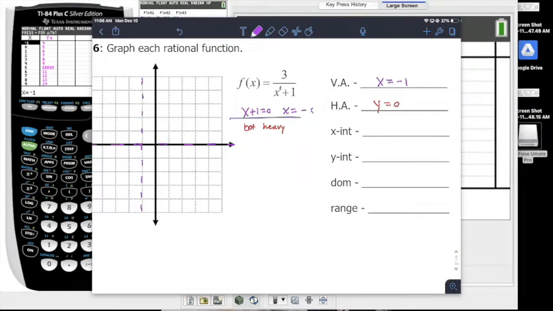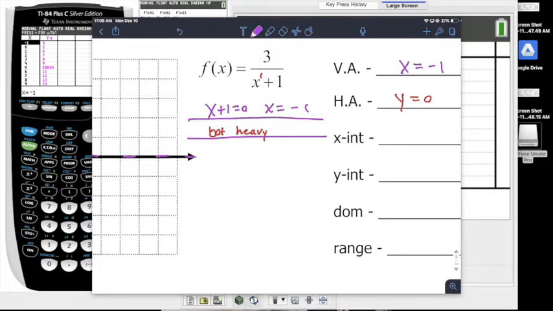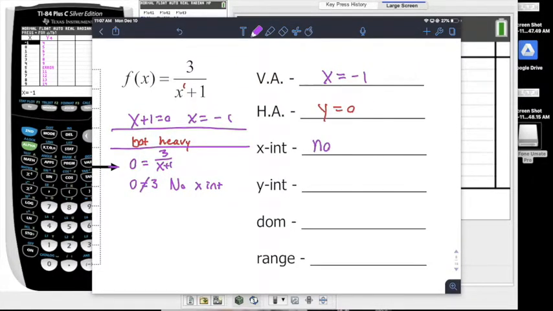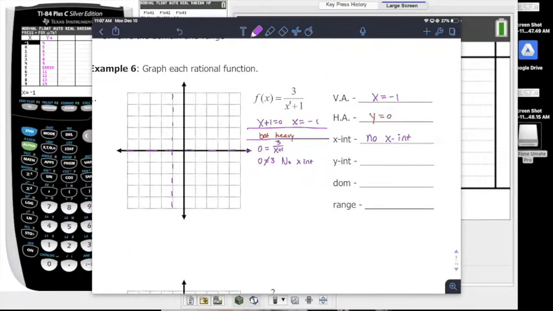Okay, for the x-intercept, you set y equal to 0. But if you think about this, if you cross multiply, or if you just multiply both sides by x plus 1, you get 0 equals 3, which means that cannot happen. So that means there's no x-intercept in this case. And also, if you think about it, we have a horizontal asymptote at y equals 0. It should never cross the x-axis.